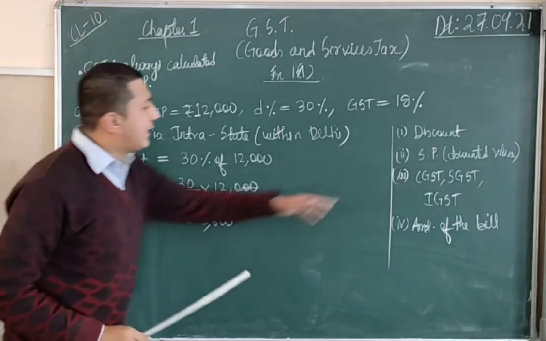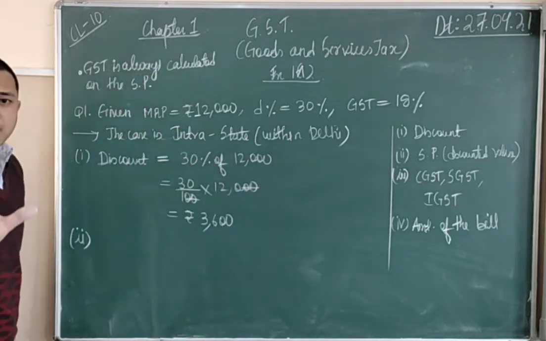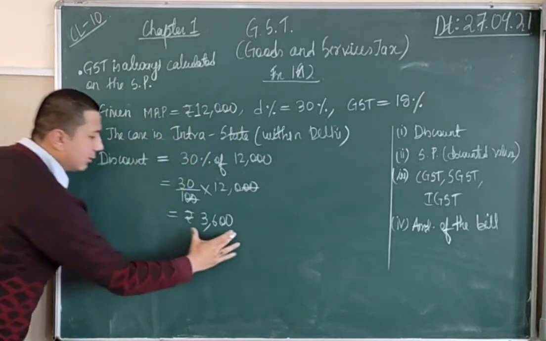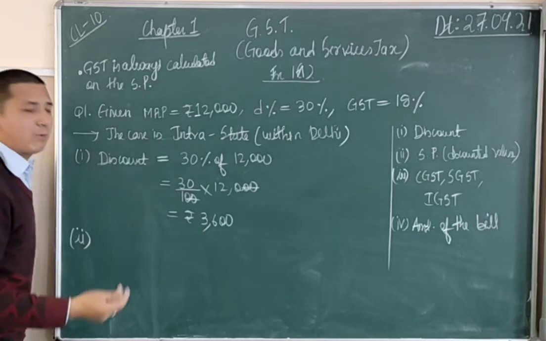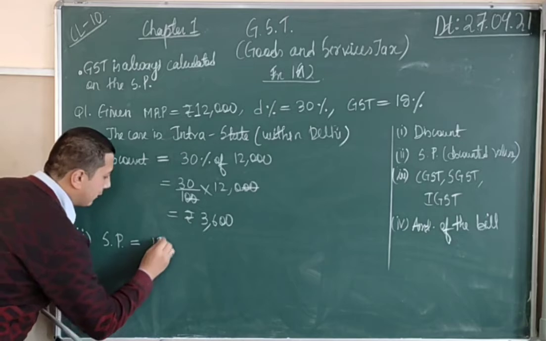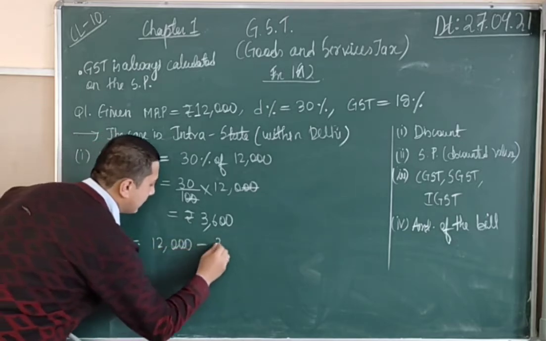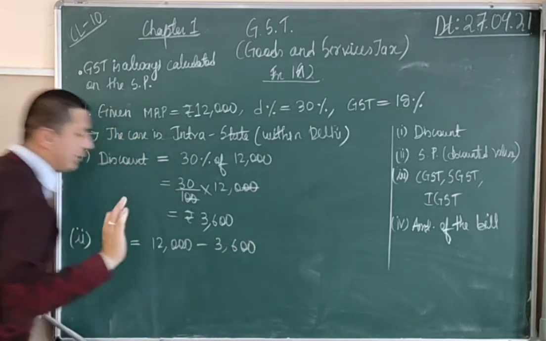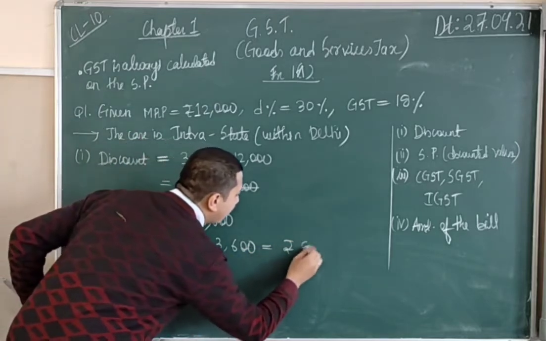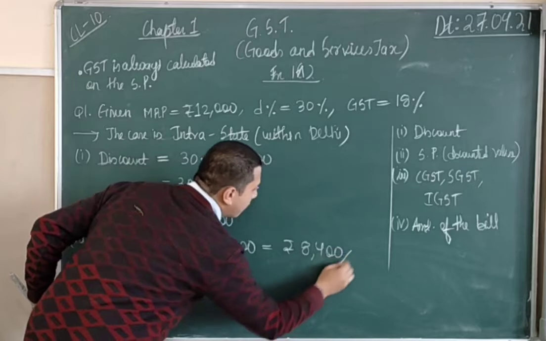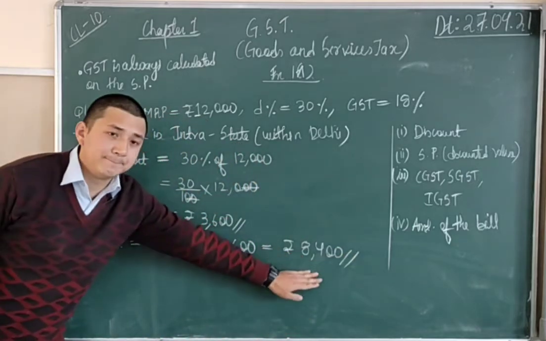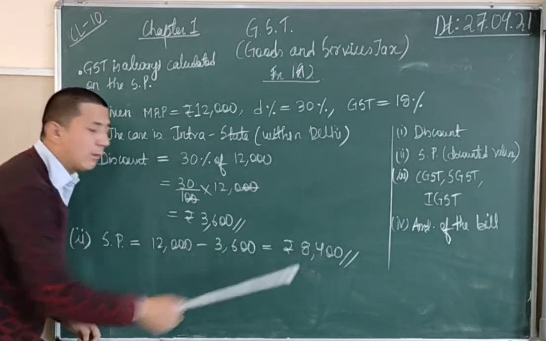Number 2 we need to find is the selling price. What is the MRP? MRP was 12,000. How much discount are you getting? 3,600. So what will be the selling price? The selling price will be 12,000 minus 3,600. Am I clear or not? Whatever you get, that will be the selling price, which means the selling price will be 8,400. Answer number 1, answer number 2. So this is your selling price. 8,400 is our selling price.